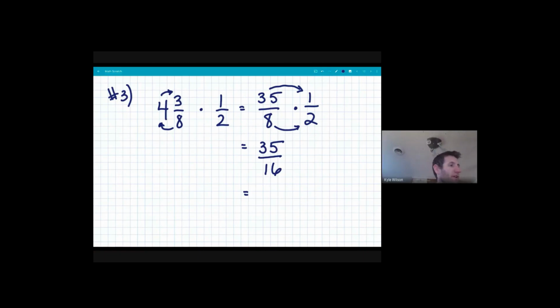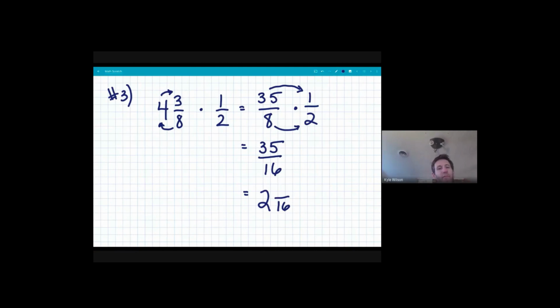All right. So in order to make that happen, we say, how many groups of 16 can I fit into 35? Because it's just like you're answering the division question, 35 divided by 16, okay? In this case, I know my 16 tables pretty well, but I know that 2 groups of 16 is 32, and that doesn't go over. So I'll make my whole number 2. I'll make my denominator 16.